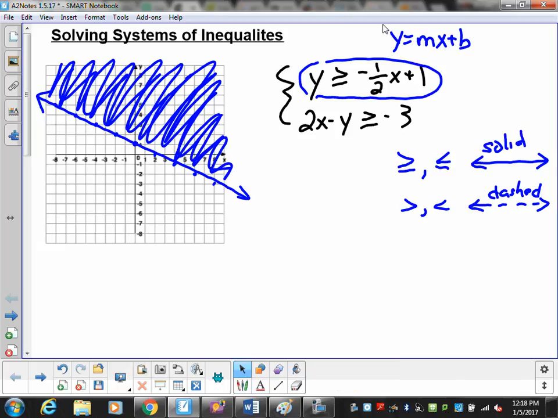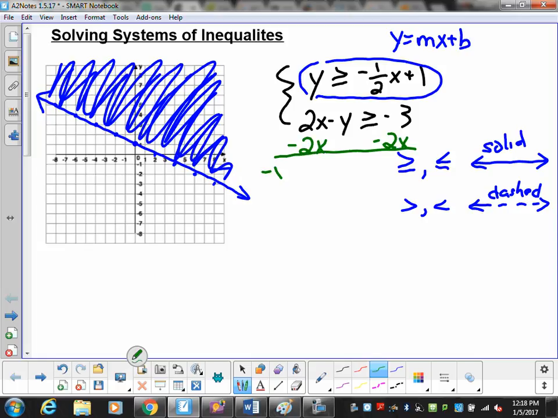The second inequality is not in slope-intercept form, so I need to get the y by itself. To do that, I need to get rid of that 2x by subtracting 2x from both sides. So I'm left with negative y is greater than or equal to negative 3 minus 2x. And then what else do I have to do? I have to get rid of that negative in front of the y, so I need to divide both sides by negative 1.